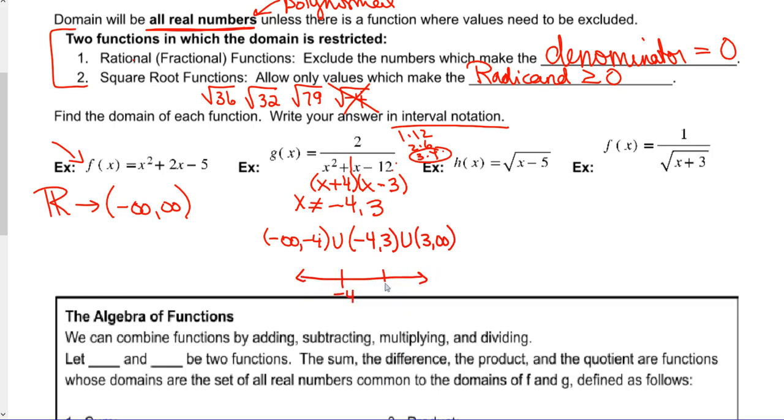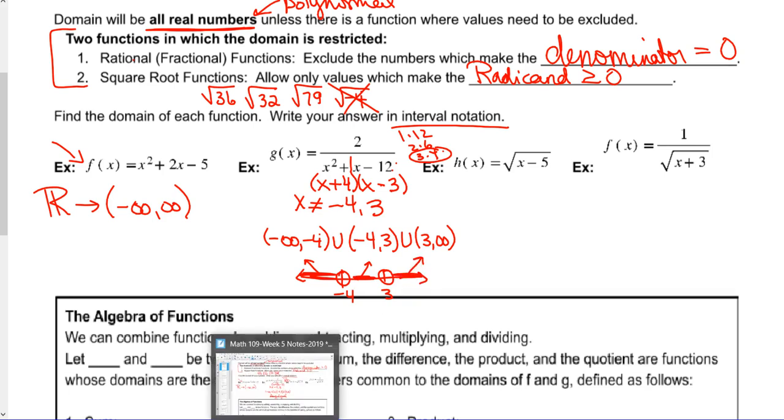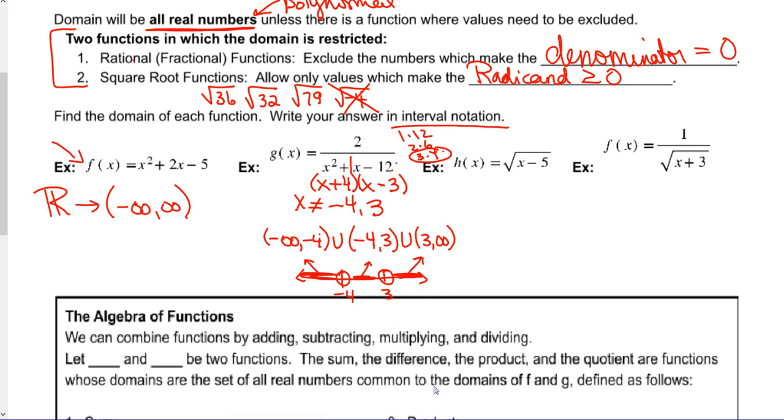If this is -4 and this is 3, I have to exclude this and exclude that. So I want all of these numbers that match with that interval, then all of these numbers match with this interval, and all of these numbers now match with that interval. Okay, so if you have to draw a graph or something to get your interval notation like that, please do so. So this would be our final answer in interval notation. It's kind of big, but that's what it is.